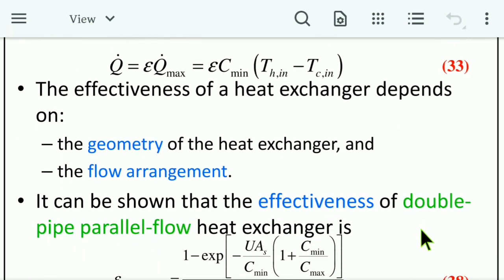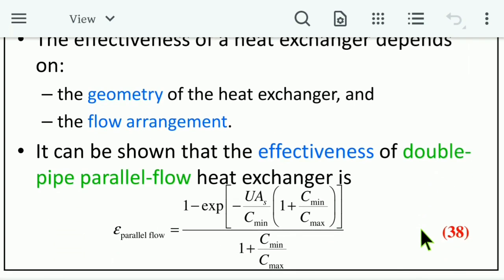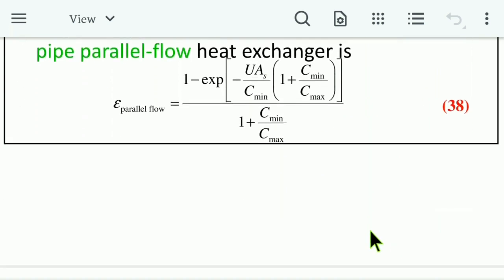It can be shown that the effectiveness of a double pipe parallel flow heat exchanger is epsilon parallel flow equal to 1 minus exponential of minus UAs divided by C min into 1 plus C min by C max, divided by 1 plus C min by C max. This is equation 38.